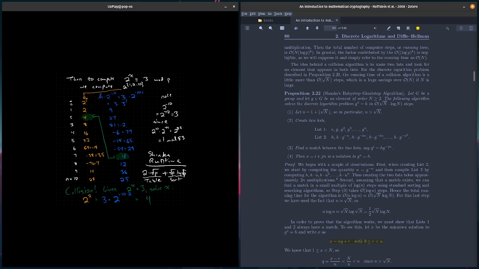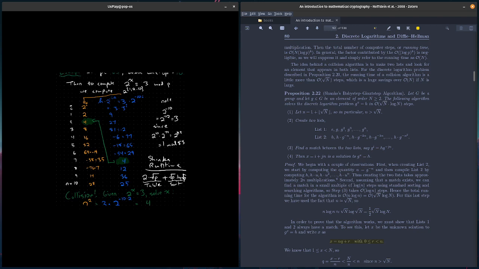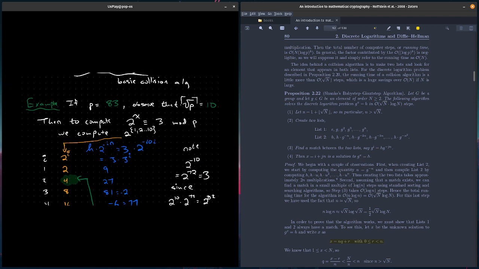So all of that is to say that this is going to be a relatively quick algorithm if p is small. And so the example here that I want to give, we simply compute. If the question was, could you compute the value of 2 to the x equals 3 mod p? How would you go about it?